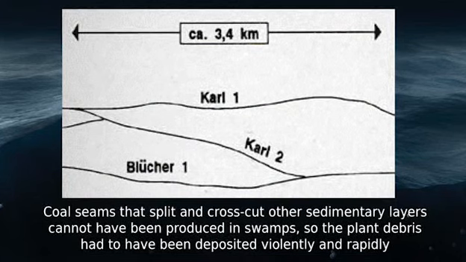Not only do we have that problem, but we also find in many parts of the world, this is an example in Germany, where coal beds split and join other coal beds. I mean, swamps don't behave like that. That has to be due to the rapid accumulation, the way the water currents were carrying the vegetal material and how it settled, as to how it could split and reform layers and join other coal beds. And it had to be very rapid and very violent.